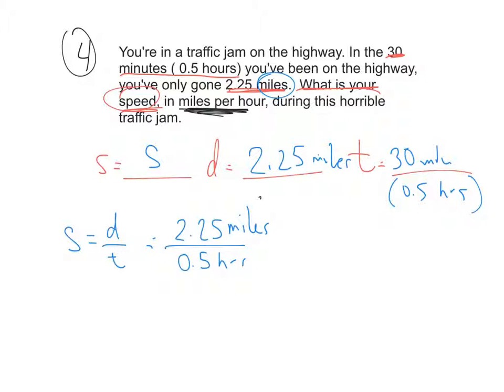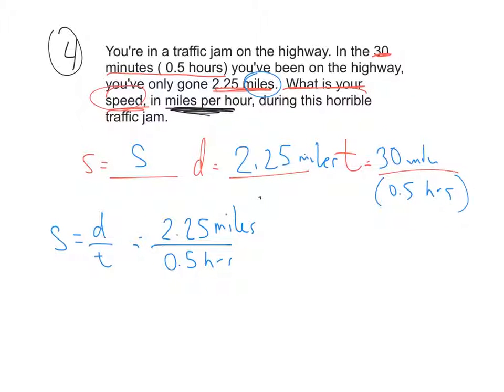So we've rewritten our formula, plugged in the variables, and the only thing left to do now is just plug these numbers into the calculator. And when we do this, 2.25 miles in 0.5 hours gives us a speed of 4.5 miles per hour.